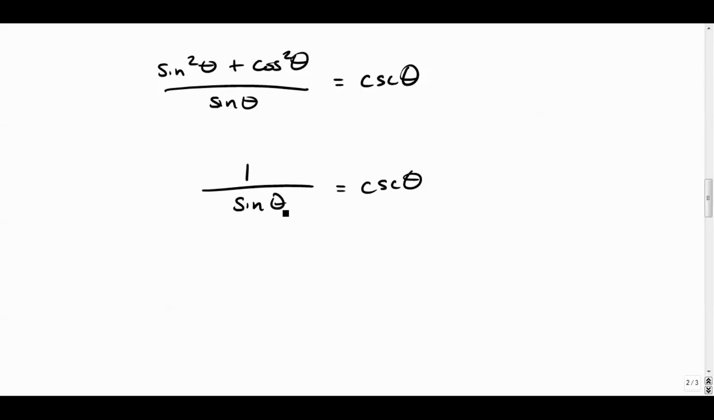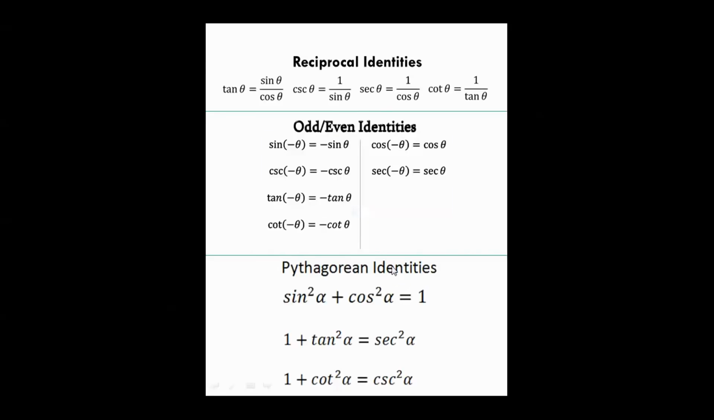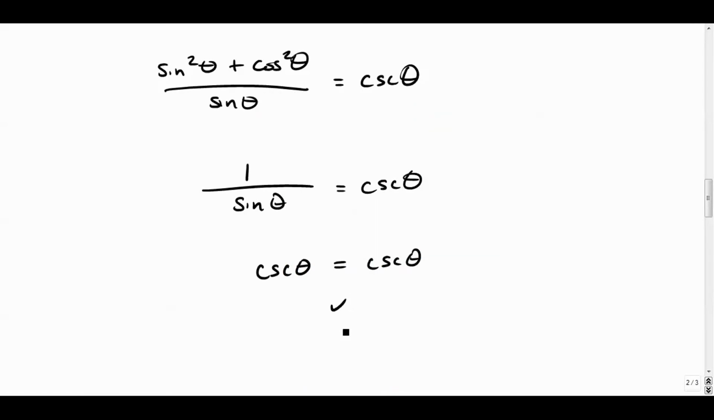So 1 over sine of theta, does that equal cosecant of theta? Yeah, it does. That's the reciprocal identity. Cosecant is 1 over sine. Perfect. I'm done. I got my much more complicated left-hand side to be equal to my right-hand side.